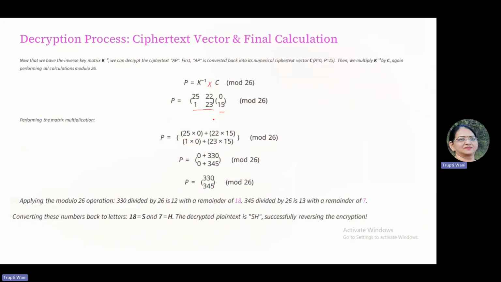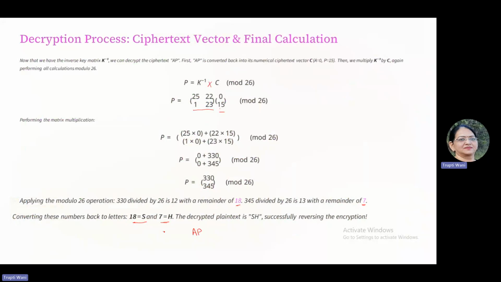This is our ciphertext, 0 and 15, mod 26. Do the matrix multiplication. We will get the P value as 330 mod 26 and 345 mod 26. If we do the mod 26, we are getting 18 as a remainder, and for 345 mod 26, 7 as a remainder. So if we convert these numbers into alphabets, then 18 becomes S and 7 is H. So SH, we are getting SH successfully back by using the AP.